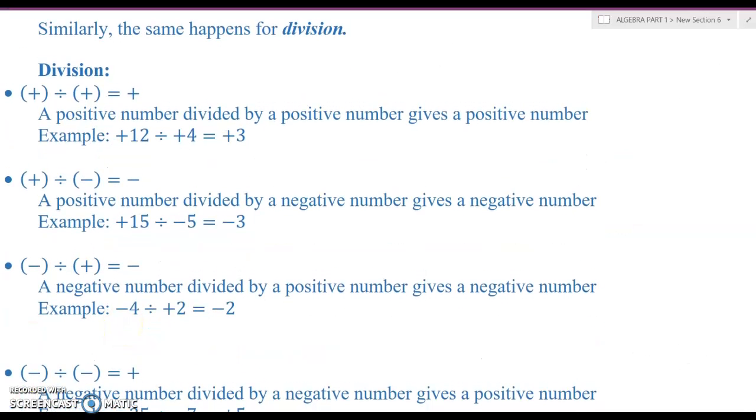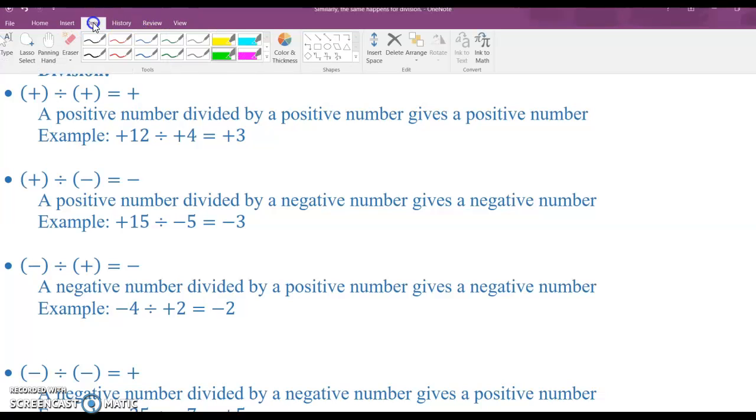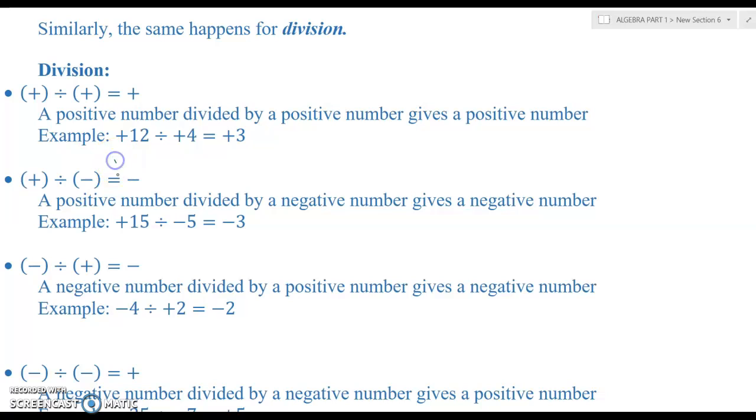So the good thing about division and multiplication with directed numbers is that it's almost the same procedure. A positive number divided by a positive number gives a positive. When the signs are the same and you divide, you're going to get a positive number. So positive 12 divided by positive 4 is positive 3, which is simply 3.